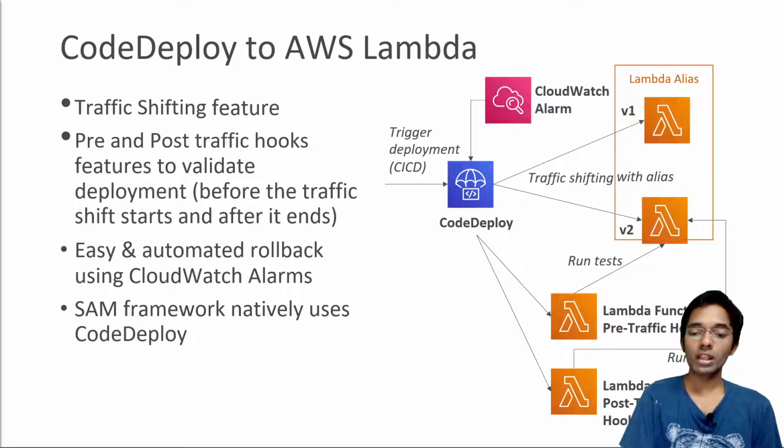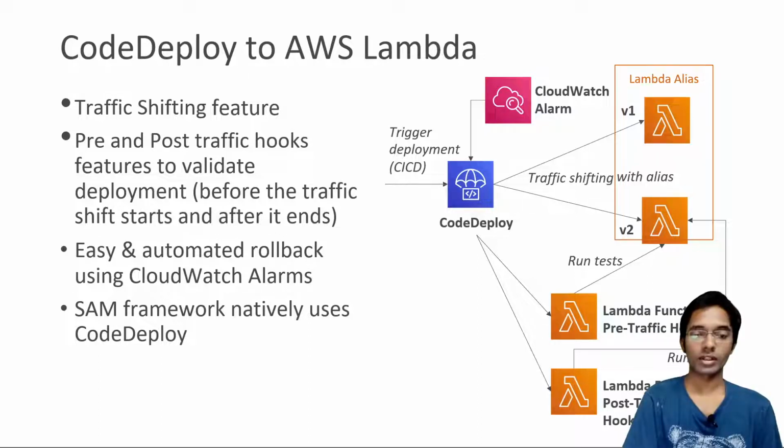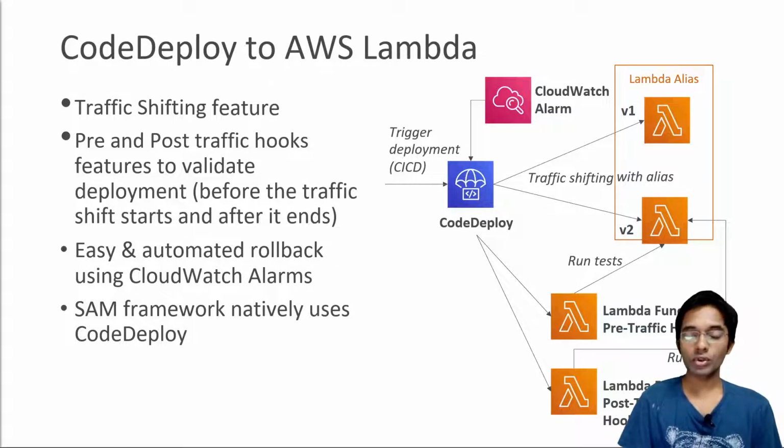CodeDeploy will then run, if we have specified it, a Lambda function, which is another Lambda function, and that Lambda function is called the pre-traffic hook. There is the pre-traffic hook and the post-traffic hook function, and the run test is actually hidden by my view. So we have the pre-traffic hook Lambda function, and its role is to run some tests on your version 2 Lambda function to make sure that it behaves properly.